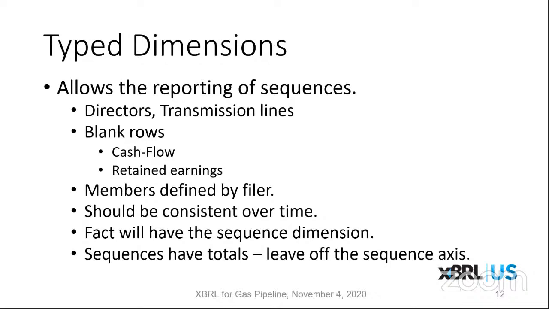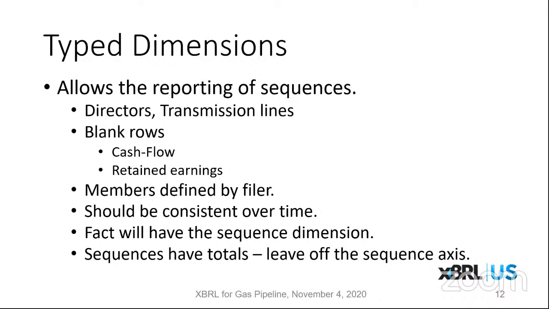So, type dimensions. This really allows the reporting of sequences. This is things like schedules with the gas property and capacity leased from others, for example, where you can just start listing out all of those individual items, or entities that are controlled by others. If you've got those lists, you can keep adding and adding to that list. In the historical forms, you'd just be adding another schedule, and another schedule, and another schedule.